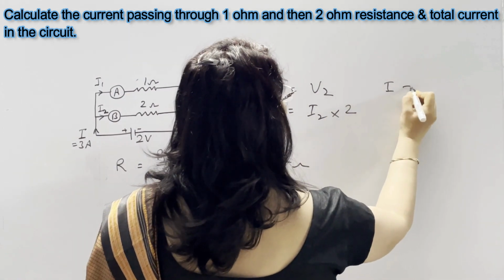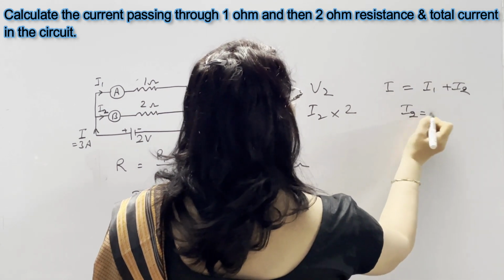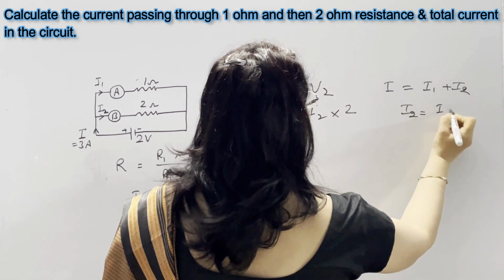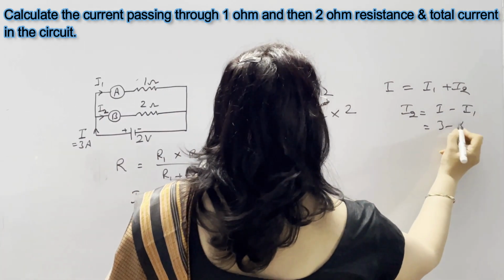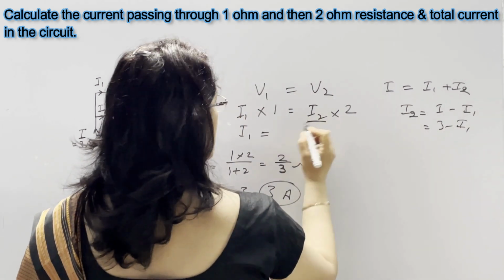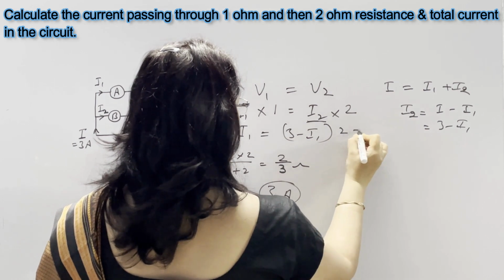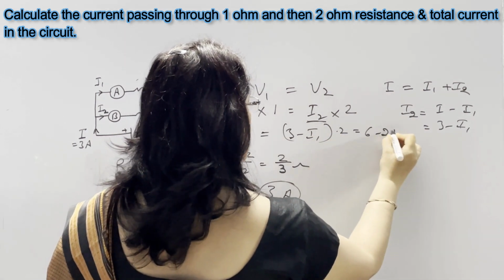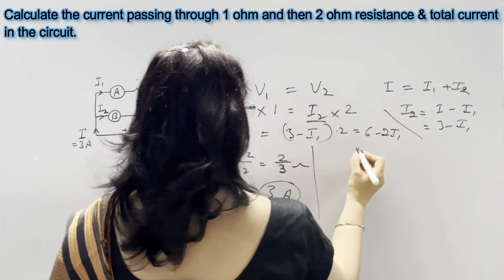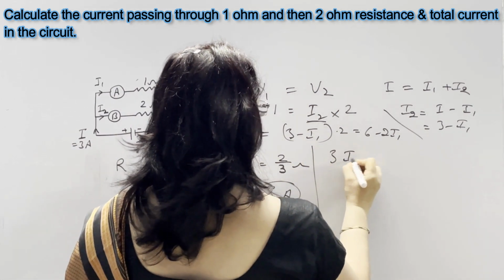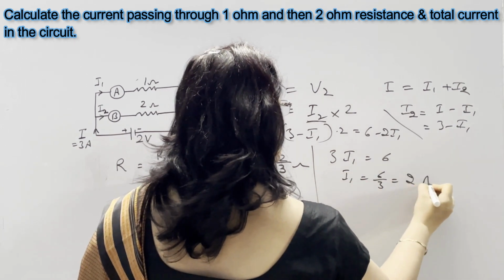Now we also know that total current is equal to I1 plus I2. It means if I want to calculate the value of I2, then it is I minus I1. Total current in the circuit is 3. So 3 minus I1, we can put this value here. So it means 3 minus I1 and then multiply by 2, which is 6 minus 2 I1. So transposing this I1 to this side, 1 plus 2, it means 3 I1 is equal to 6. So I1 is equal to 6 upon 3, it means 2 ampere.